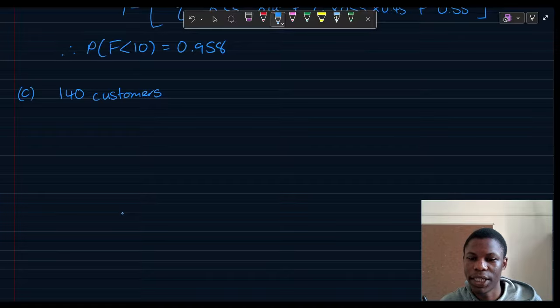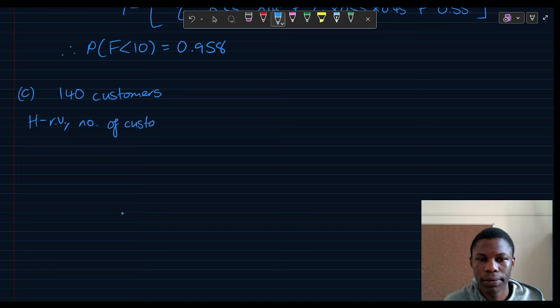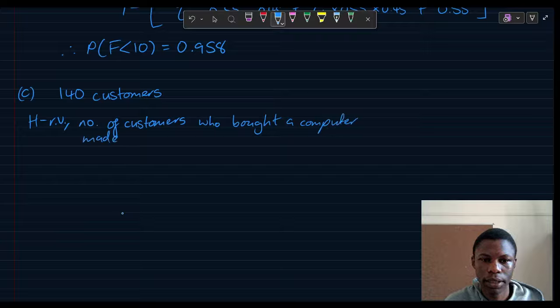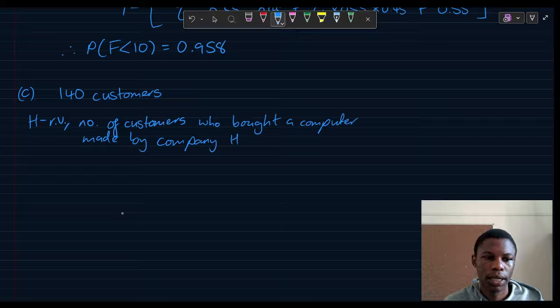Use a suitable approximation to find the probability that more than 24 of these customers bought a computer made by company H. So we can define our random variable H as the number of customers who bought a computer made by company H. And H is going to follow the binomial distribution.